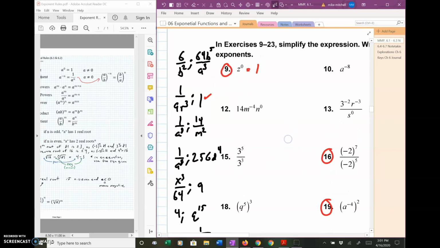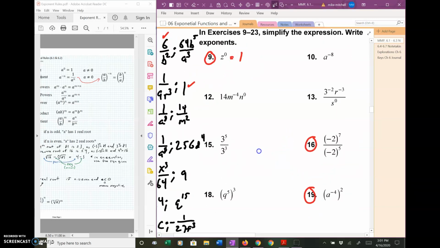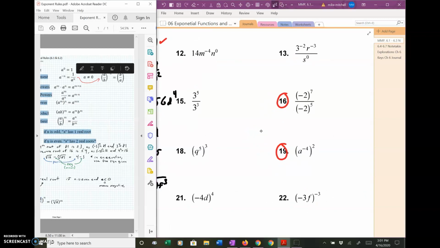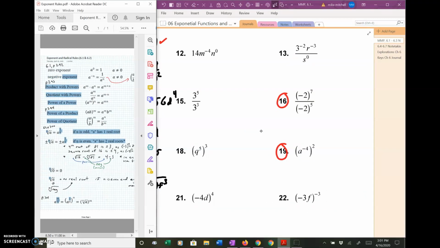Let's look for our answer over here. 6 over b squared, right up at the top, we got that one. Number 16, we got our quotient rule, a to the m over a to the n. Notice my bases are the same. That's what allows me to do this. If this was -2 and -3, I couldn't do this.